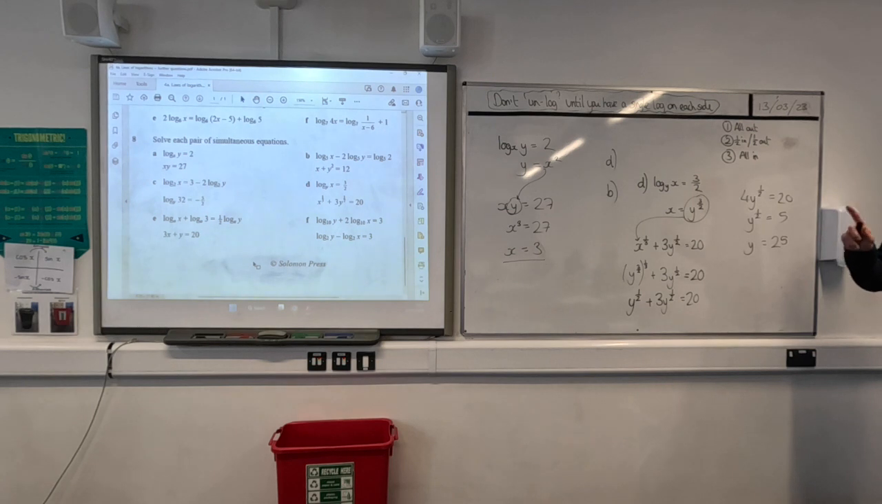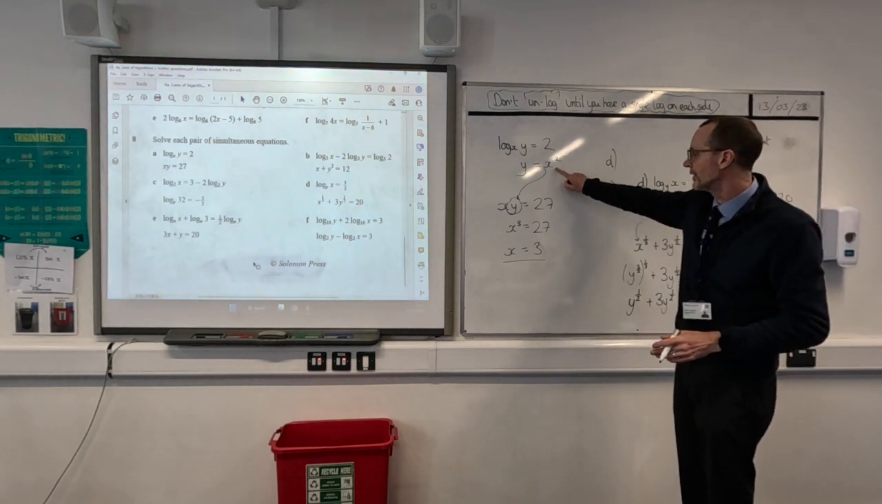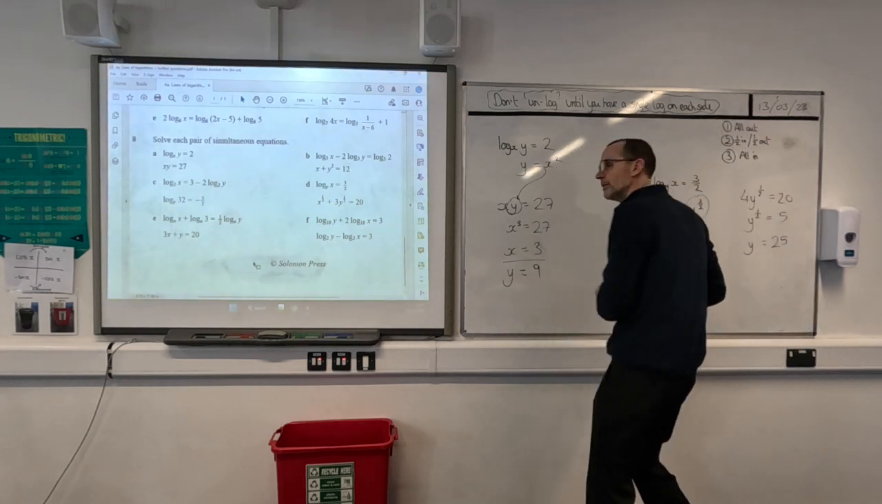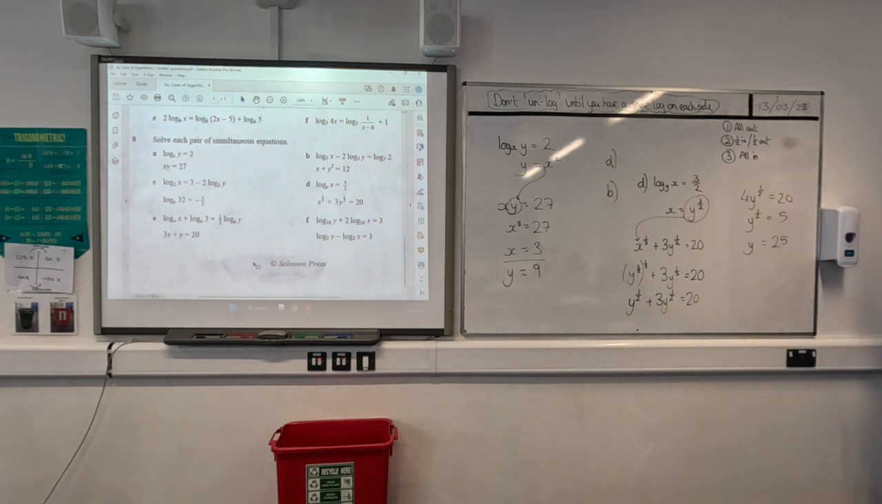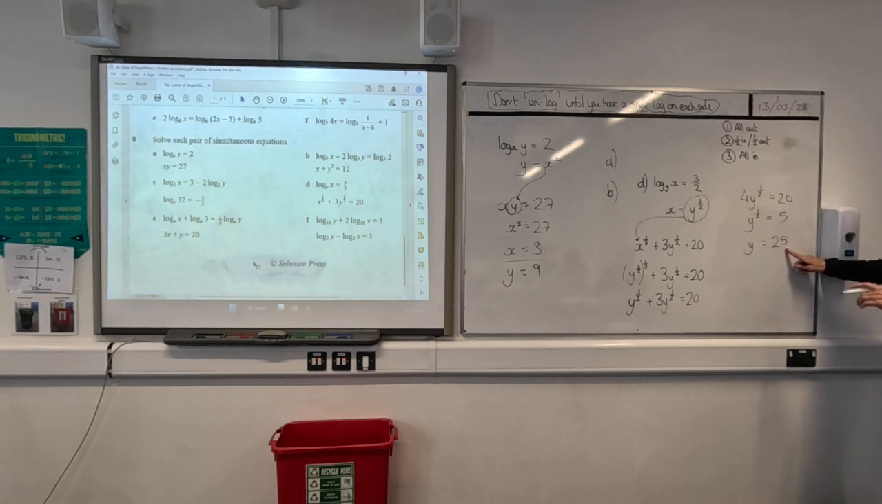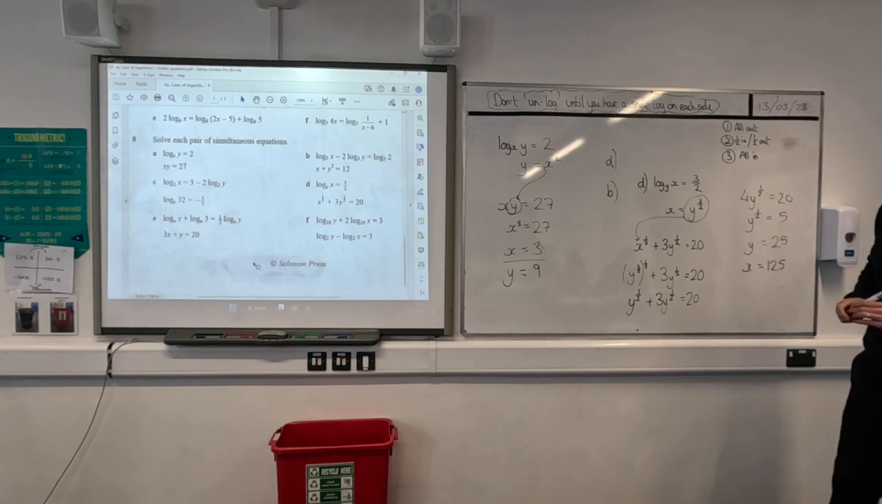I've just realised that in the first example, I didn't go on and work out what y was. Simultaneous equations, there are going to be two answers. So in part A, having worked out that x was 3, y is equal to x squared. And similarly in this one, x is y to the power of 3 over 2, which is the square root cubed. So that's 125, although your calculator would do that for you.